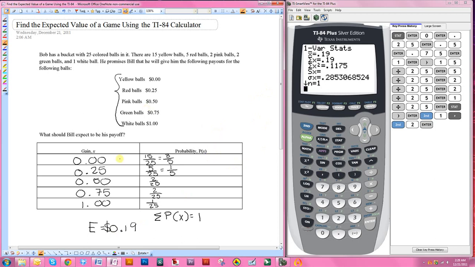So what that means is that he should expect to win 19 cents every time he plays the game. Now obviously 19 cents is not an option. He can't win 19 cents by playing once, but if you were to take the average of all the times that he plays, he should expect to win 19 cents. So this is a pretty good game. He's going to expect to win something every time.